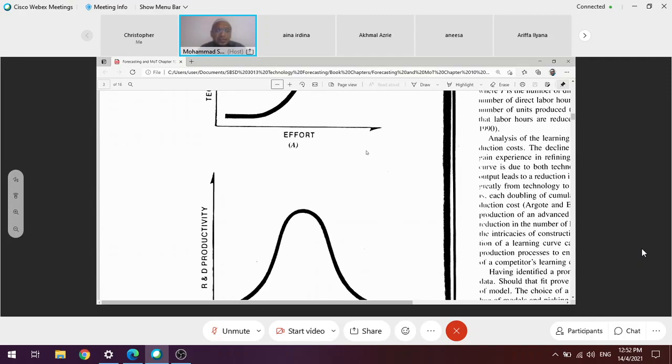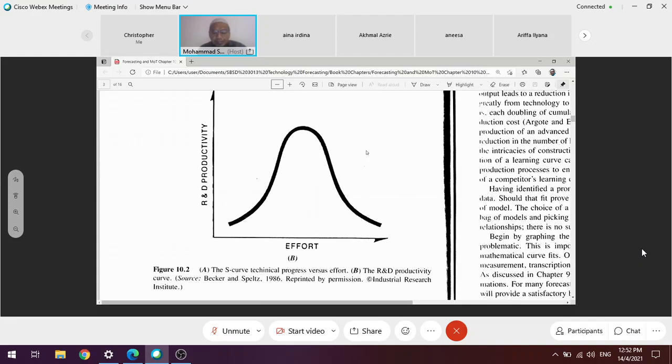That's the technical progress function curve, and this is the R&D curve. We change the y-axis from effort to R&D productivity, production output here. After maturity, when dy/dx, or if we put productivity and effort, dP/dE, or delta P over delta E, is downward sloping, or negative sloping.